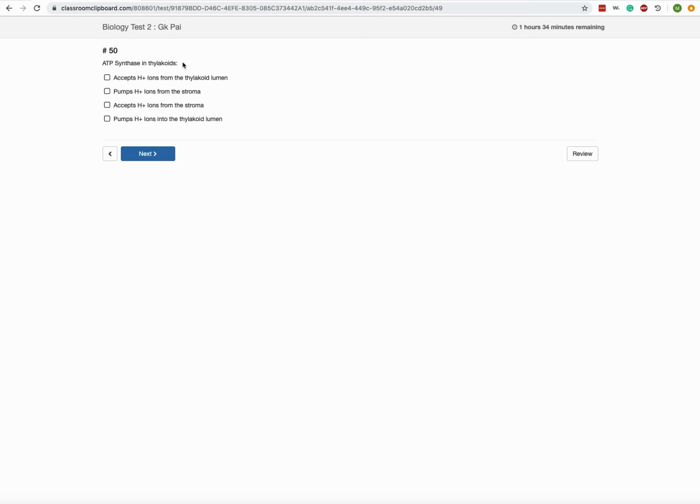ATP synthase in the thylakoids. Okay, so this is an important distinction. ATP synthase in plant cells takes hydrogen from inside the thylakoid, accepts it, uses its chemical gradient to phosphorylate ADP into ATP and spits it out into the thylakoid, or sorry, into the stroma. So it accepts hydrogen ions from the thylakoid lumen and releases them into the stroma.